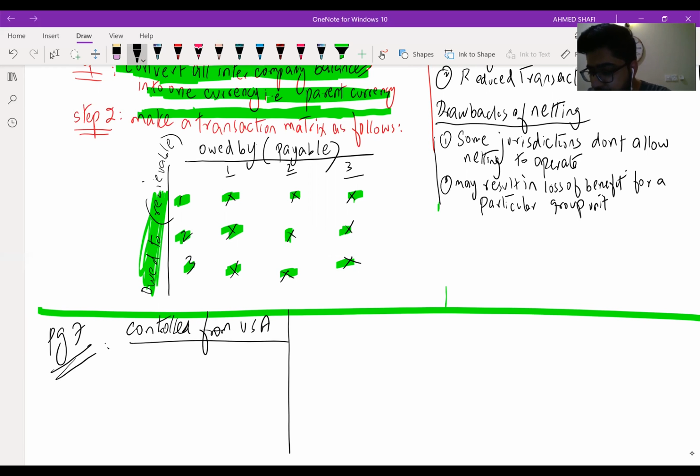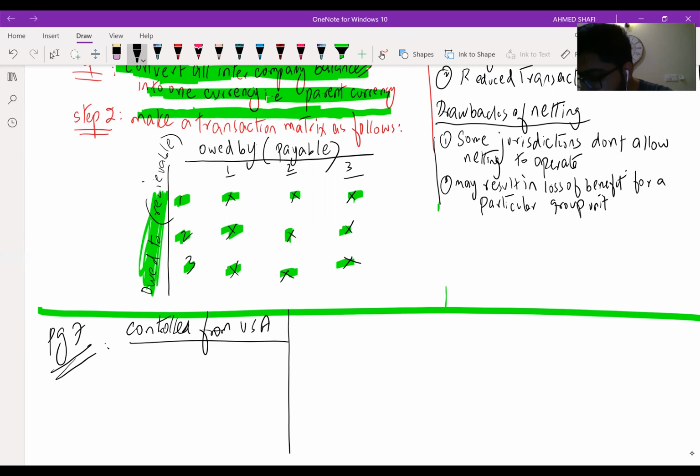As of 31st December, the intercompany balances were: kindly note, receivable is what is owed to, and payable is what is owed by. So receivable is UK, payable is South Africa.